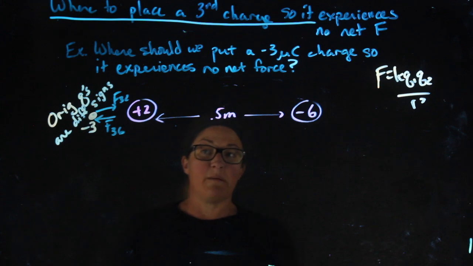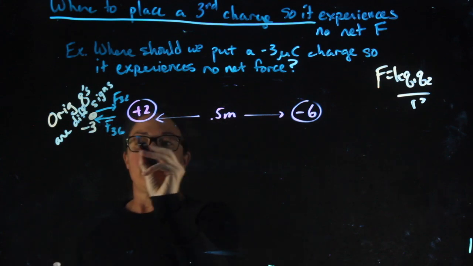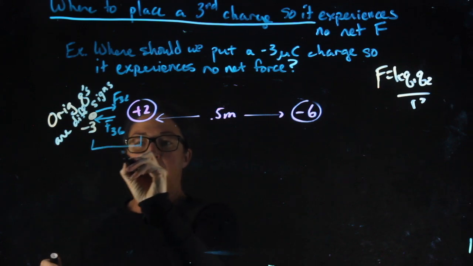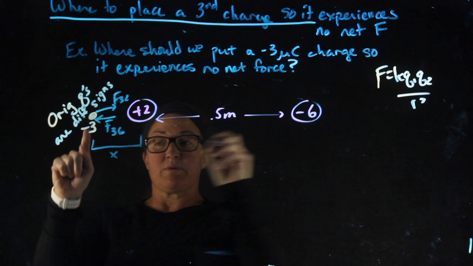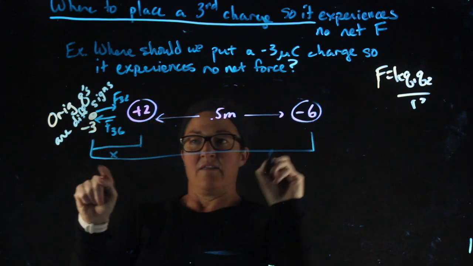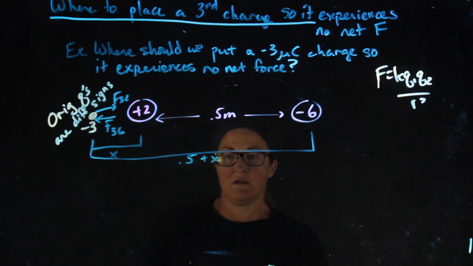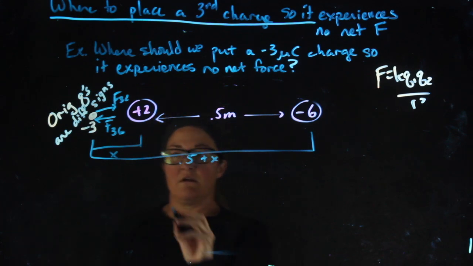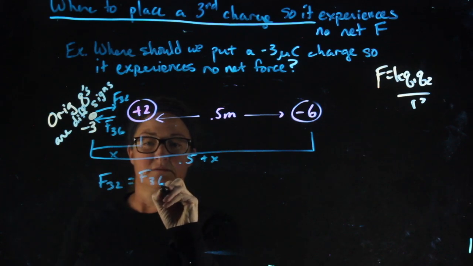My two forces are opposite in direction. They can be equal to each other. The force between the 3 and the 2, I'm going to call this distance x. Between the 3 and the 6, this distance will be 0.5 plus x. Force 3,2 equals force 3,6.